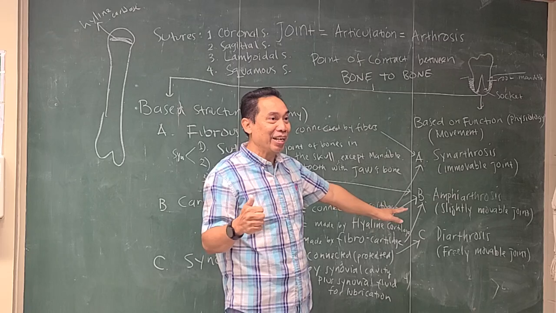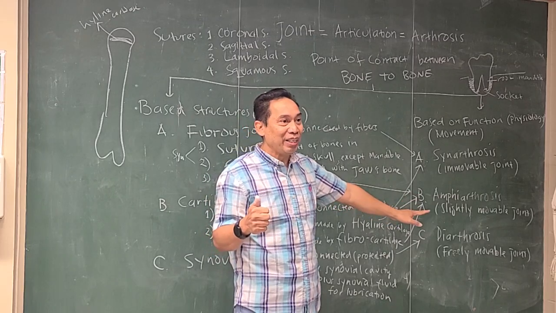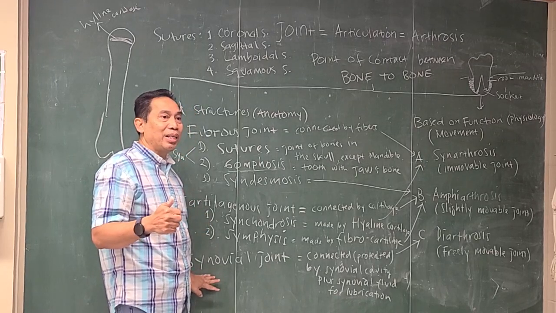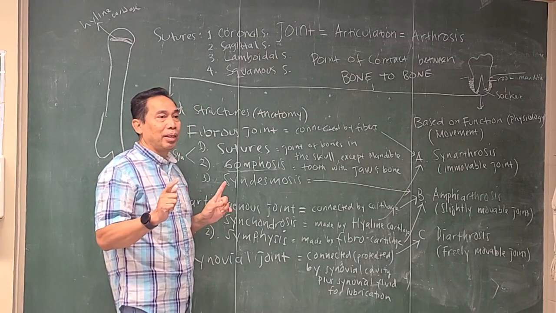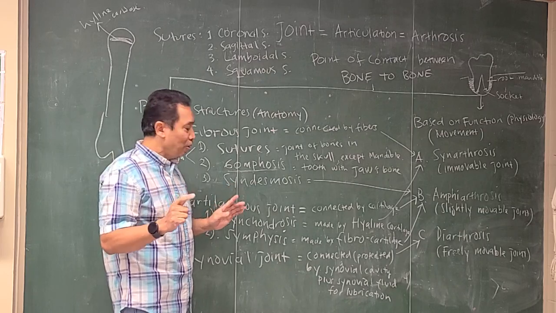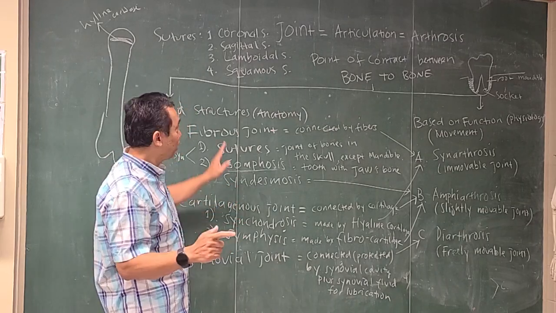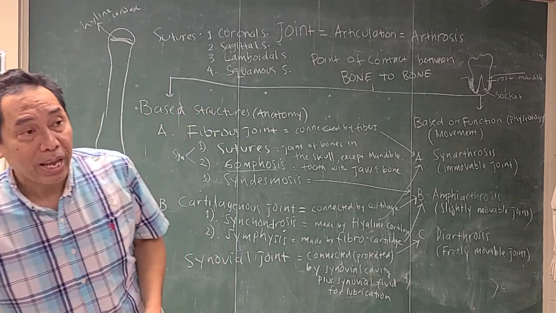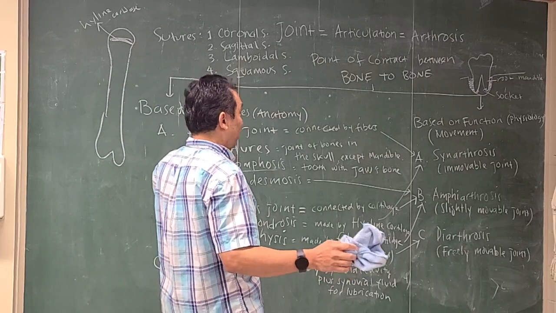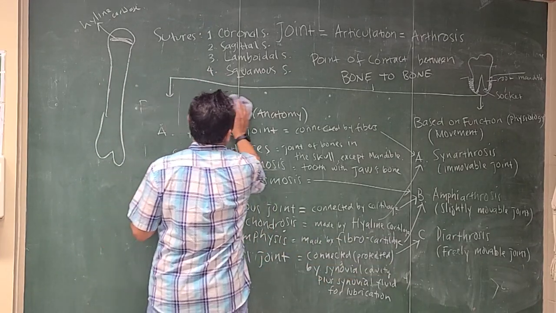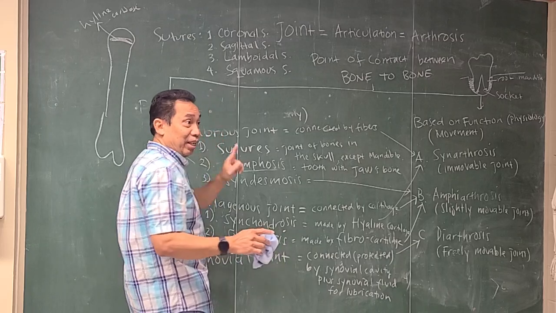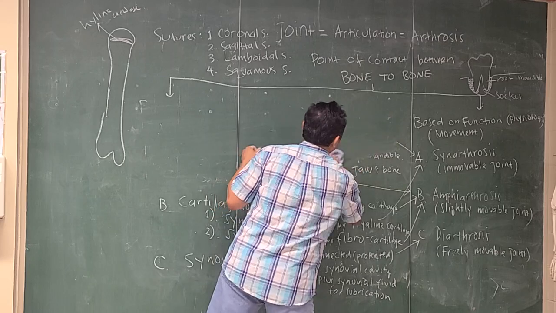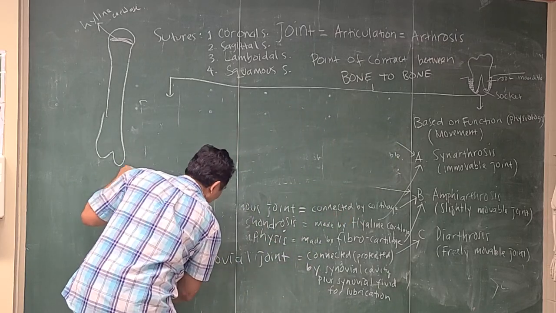We do not talk about diarthrosis yet, because all of this will be related to the last type of joint, called the synovial joint. Are you with me first? Now, the synovial joint is the biggest one. So I'm going to erase this. I need space to explain the synovial joint. Now we just talk about the last type of joint, the synovial joint.